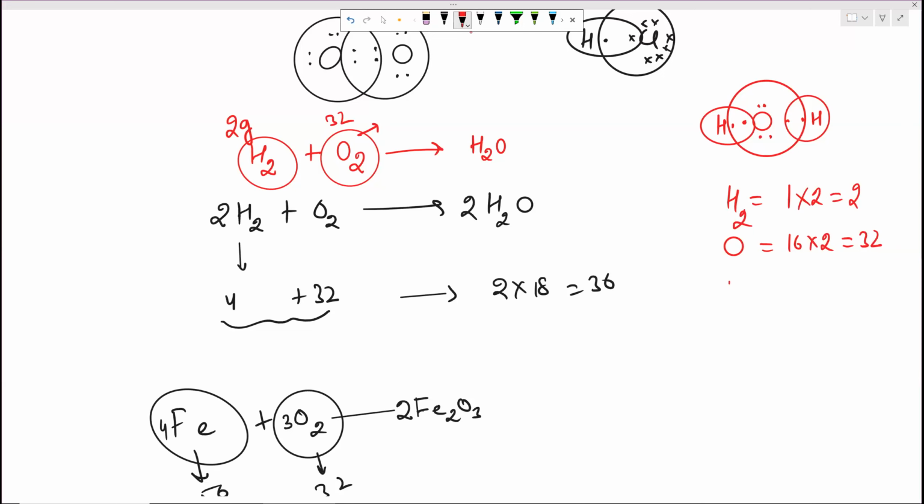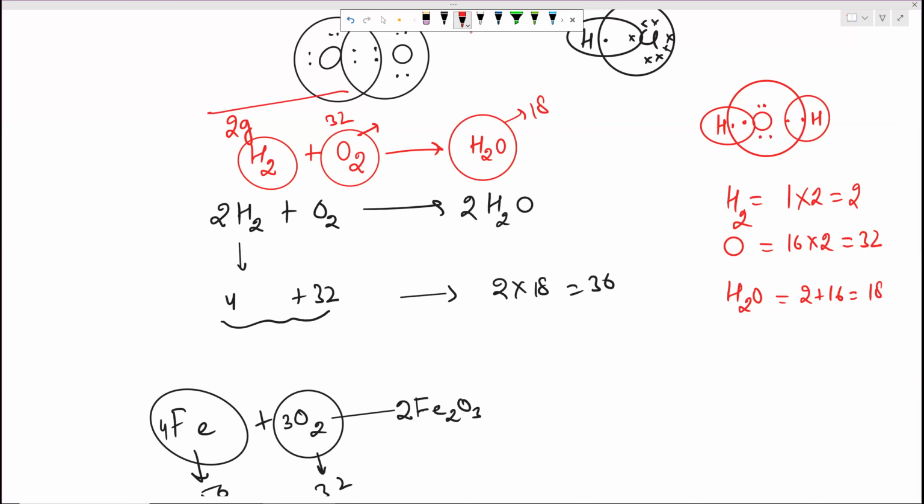But what is the mass of water? Harshit, tell me what is the mass of water? 2 plus 16 will be 18. So this is the mass of water.